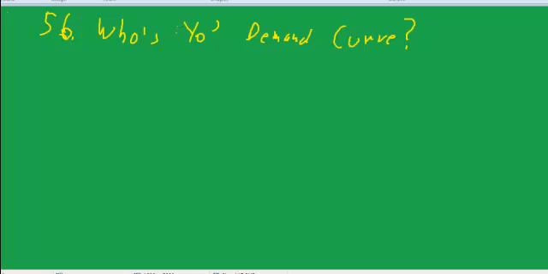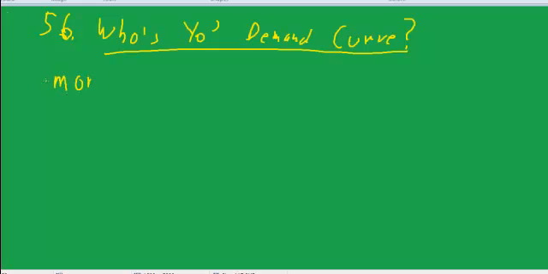This is Dr. Kling. And today's lecture I titled somewhat whimsically, Who's Your Demand Curve? The idea is that there are four sort of prototypical market structures. And the demand curve looks a little differently for a firm depending on which market structure it finds itself in.